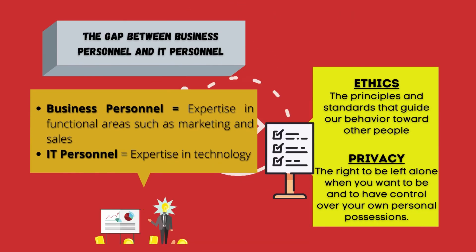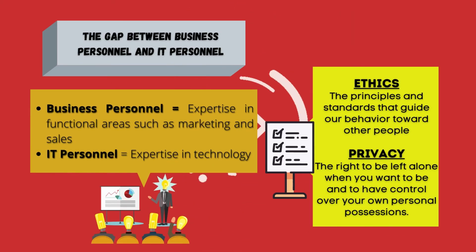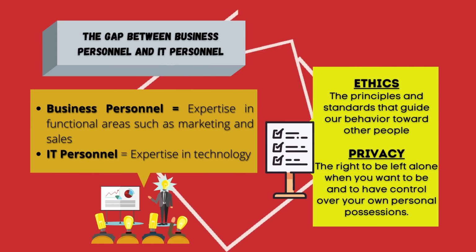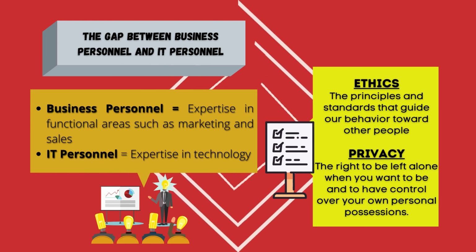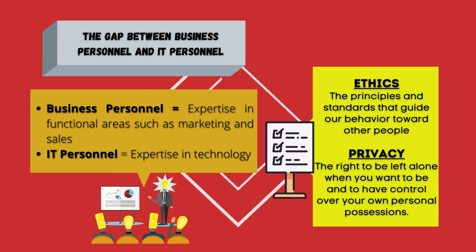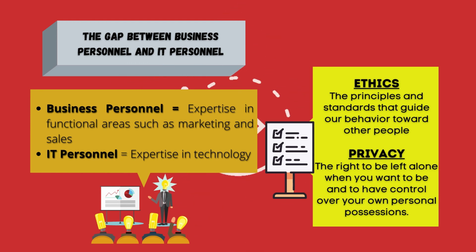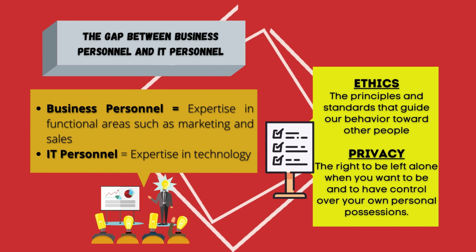The gap between business personnel and IT personnel. Business personnel have expertise in functional areas such as marketing and sales, while IT personnel have expertise in technology. Ethics is the principles and standards that guide our behavior toward other people, while privacy is the right to be left alone when you want to be, and to have control over your own personal possessions.